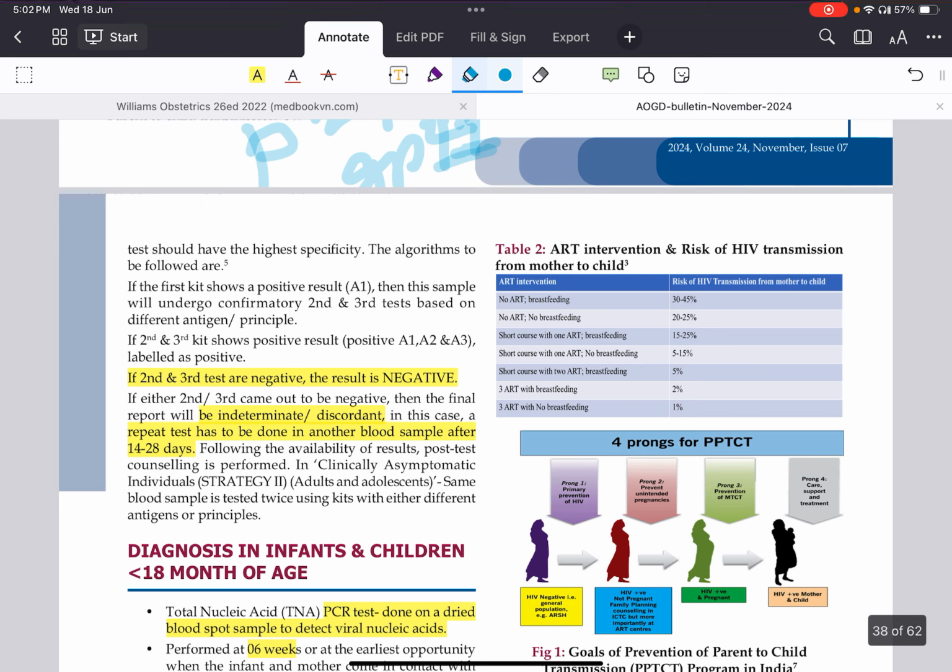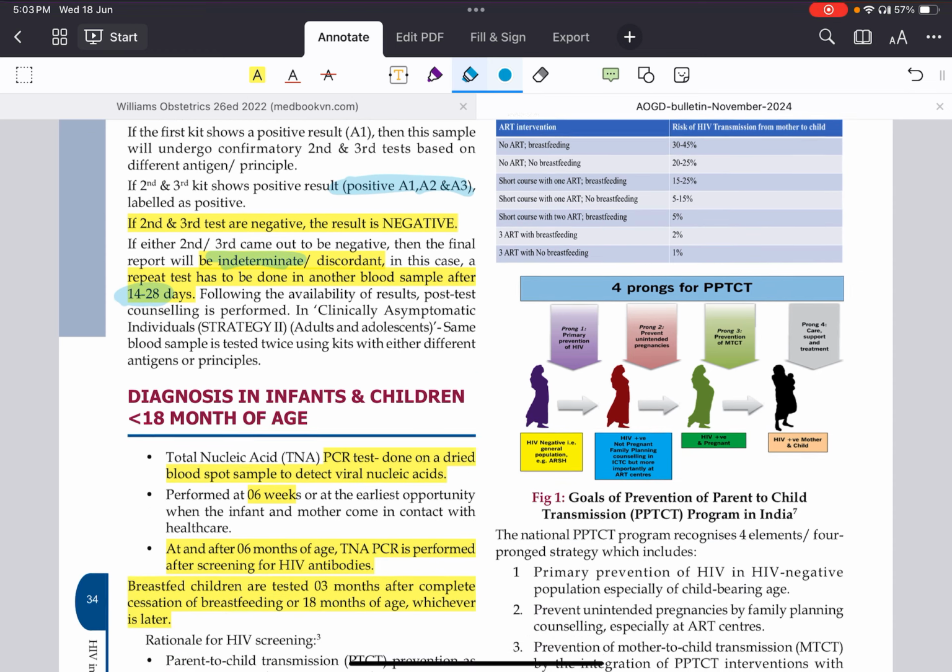If one kit is positive, do two more kits, second and third. The kits are A1, A2, A3. If A1, A2, A3 are all positive, then she is positive. If A2 and A3 are negative and only A1 is positive, then the result is negative. If in A2 and A3 one is negative and one is positive, then you should say it is an indeterminate report. Repeat the test after 14 days.